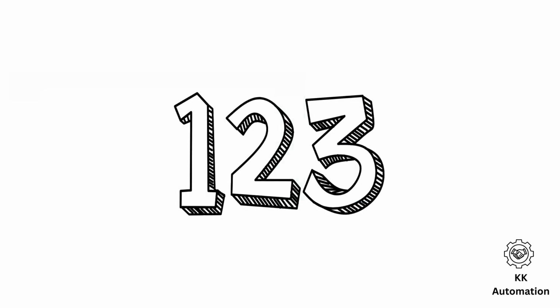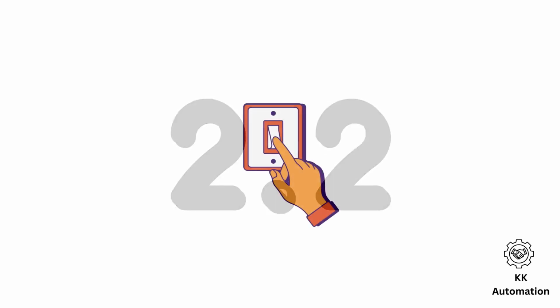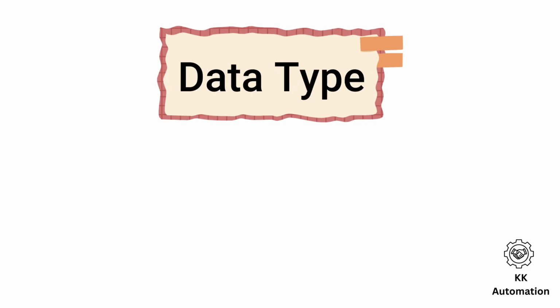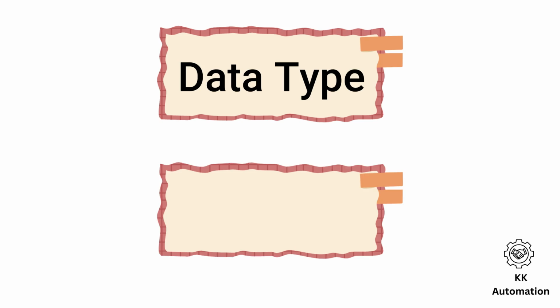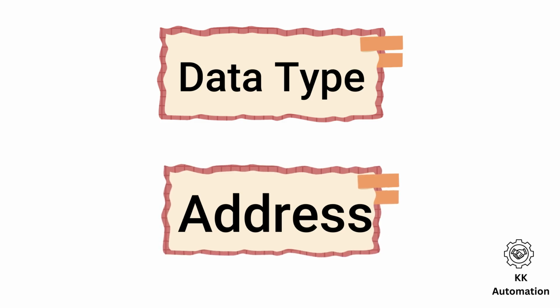Can it hold a whole number, a number with a decimal point, or maybe just a simple on or off status? The data type defines these rules. In your programming environment, every single variable you create is defined by two essential things. First, its data type, which is what kind of information it holds. Second, its address, which is where it is stored in the PLC's memory. Let's explore both of these ideas, starting with the most common data types.